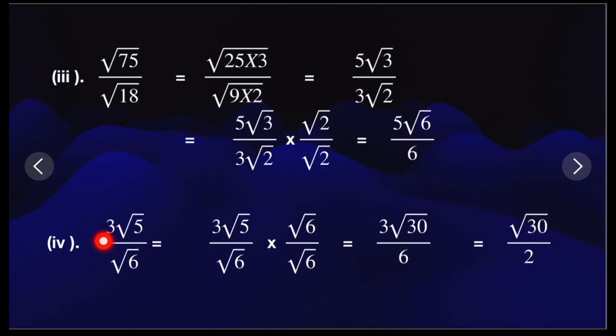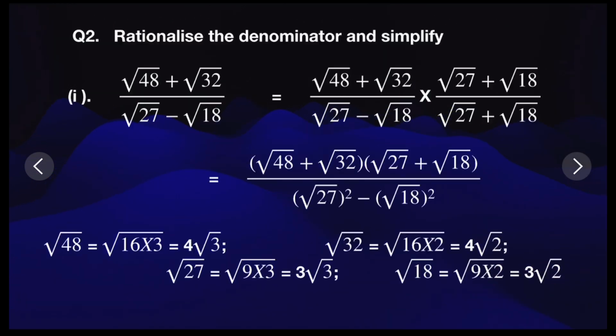Next sum, 3 root 5 upon root 6. So here the denominator is root 6. So you are going to multiply it with root 6 upon root 6. Simple. Now you just multiply this. This becomes 3 root 30, 6 5s are 30, upon root 6 into root 6 is 6. And then you can simplify it further. You will get root 30 upon 2.